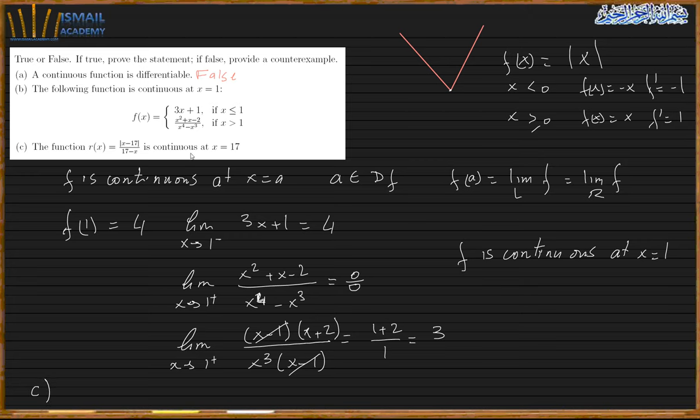For number c, is the function continuous at x equals 17? Already 17 is not part of the domain, because if I make 17 minus x equals 0, I will have x equals 17. That means 17 is not in the domain. So when 17 is not in the domain, I don't need to talk about continuity at all. That means the easiest way to check continuity is first check if the value is in the domain. If it's not, forget it. Don't talk about the continuity at all. So not continuous.